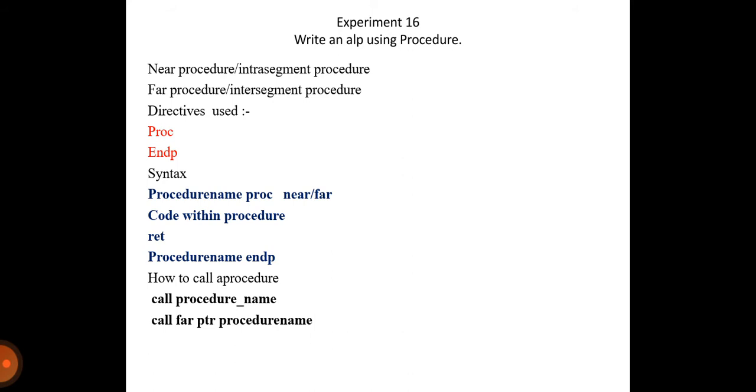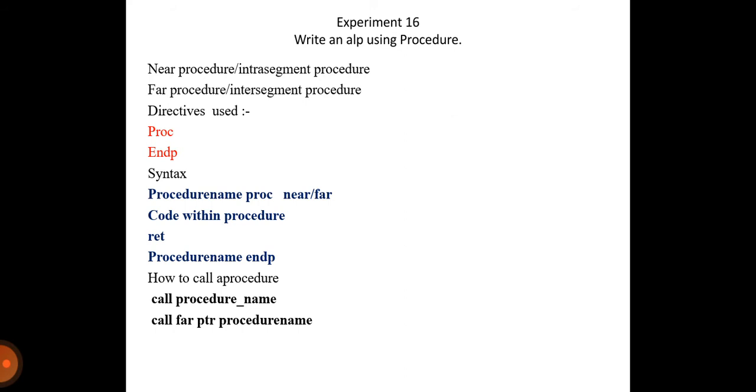How to call a procedure? We will use a different instruction. To call the procedure we will use the call instruction: call, then the procedure name. There are two types of procedure. One is a near procedure, or we can say an intra segment procedure, and the other is a far procedure, whose other name is inter segment procedure.